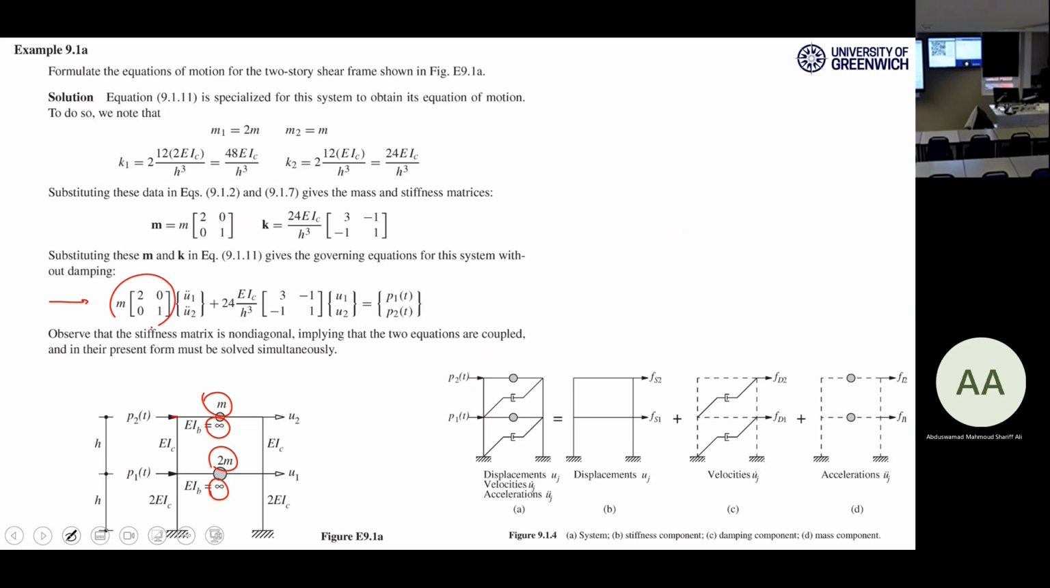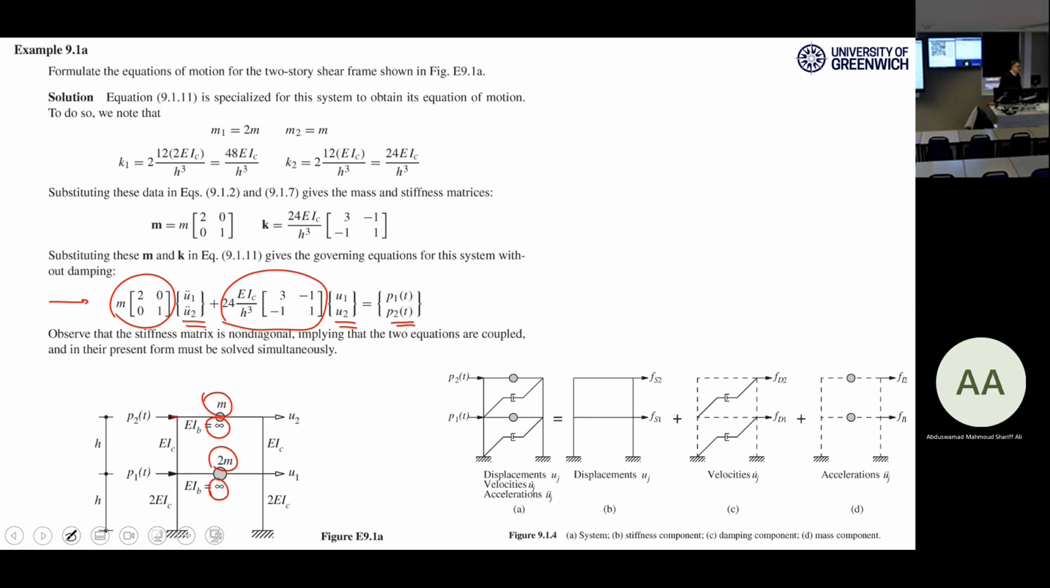This is the mass matrix. This is the stiffness matrix. This is the vector of accelerations. This is the vector of deformations, and this is the vector of external forces. And we are neglecting the damping in this form.